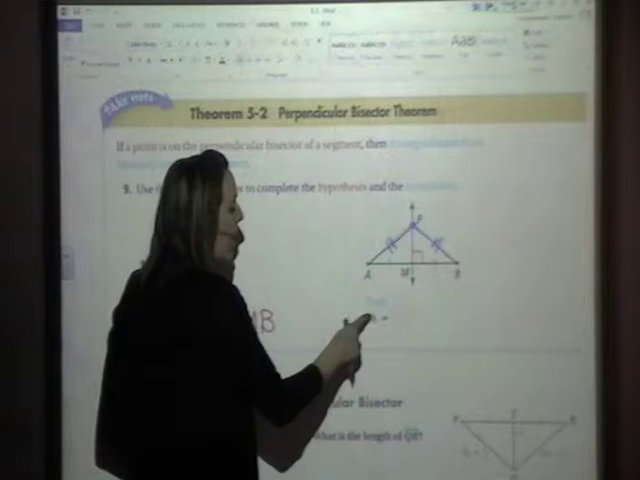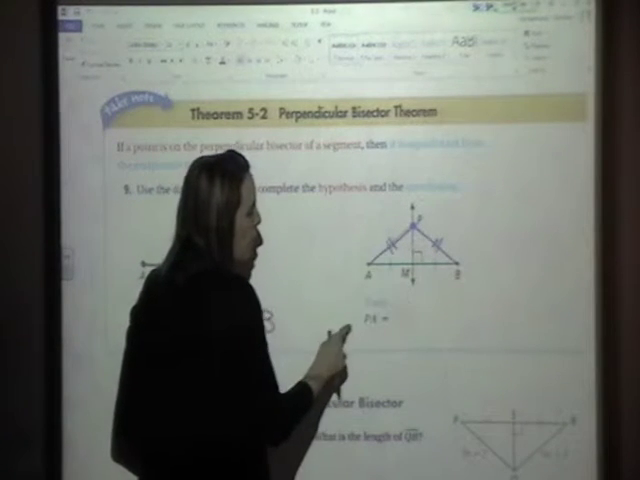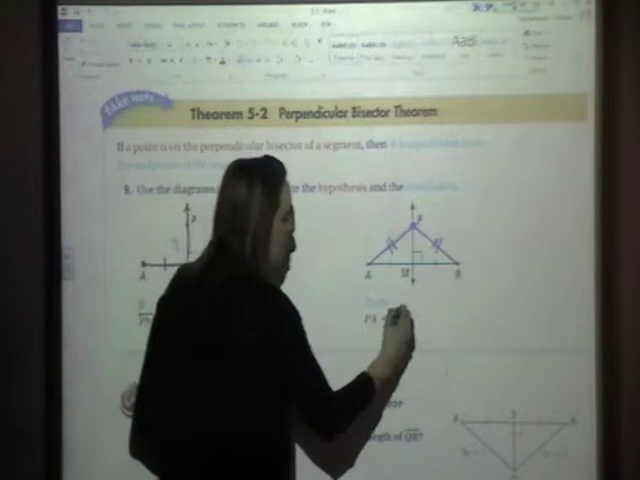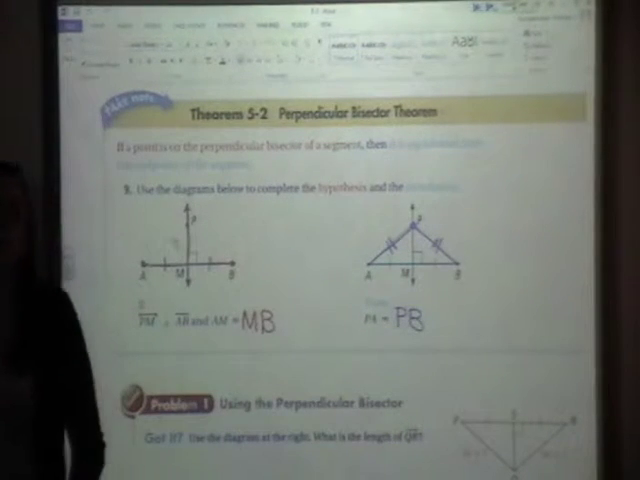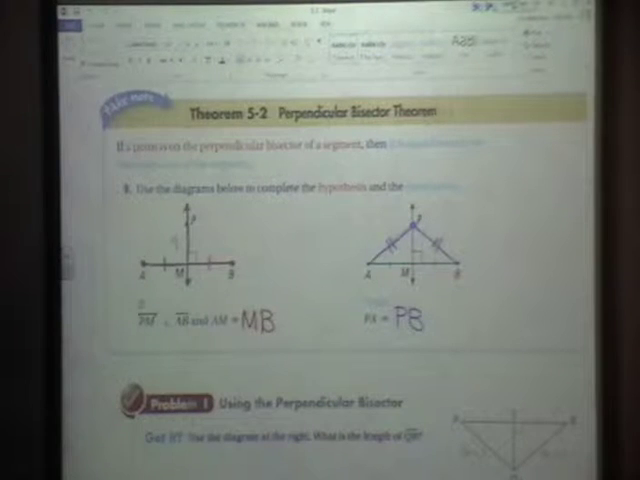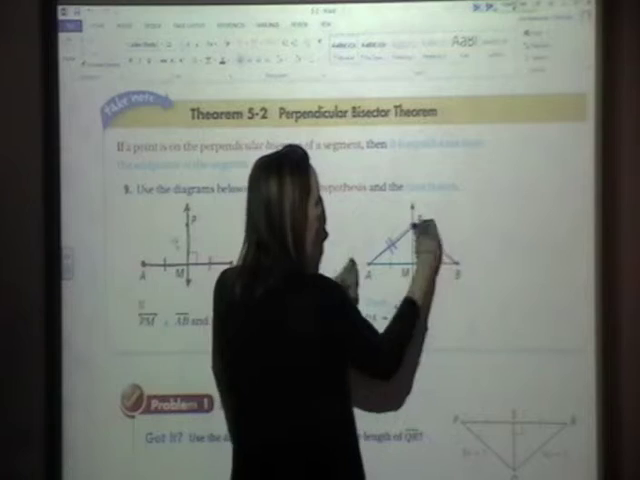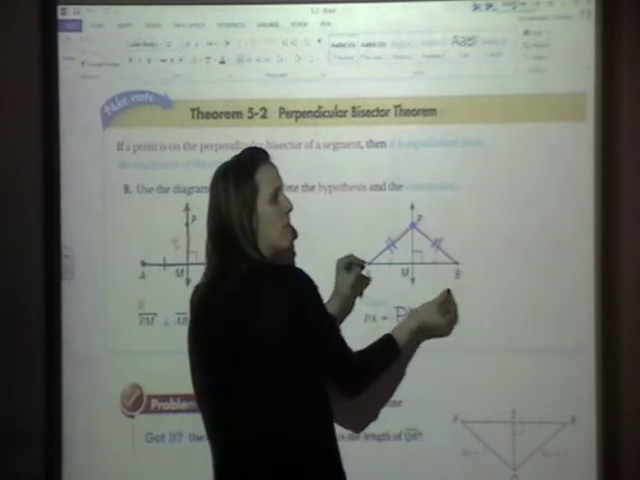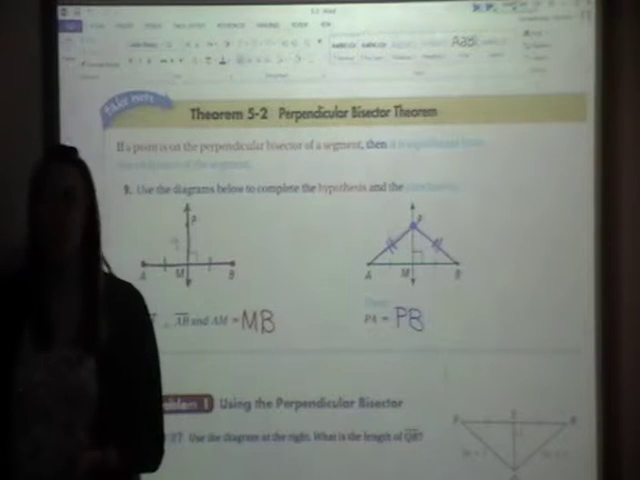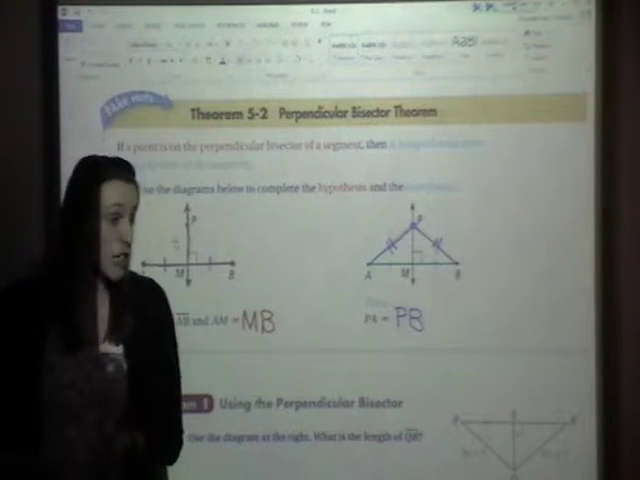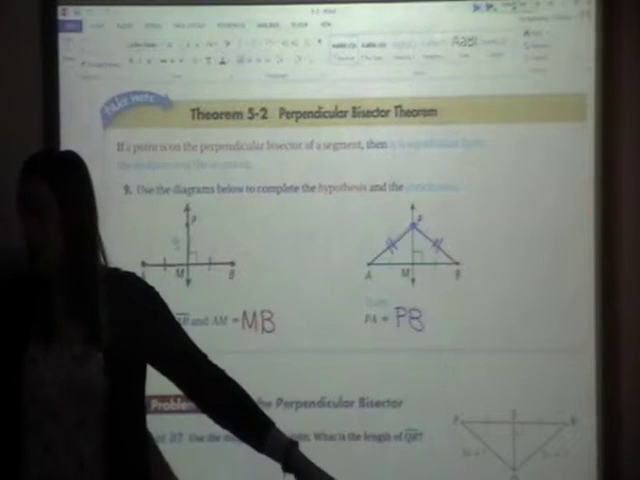Okay, then if PA is equal to what? What can we show is equal to PA? PB. That's all they're saying. As long as there's a point on the perpendicular bisector, that point to our endpoints has to be equidistant. Since P is on the perpendicular bisector, the distance from each endpoint is also the same.